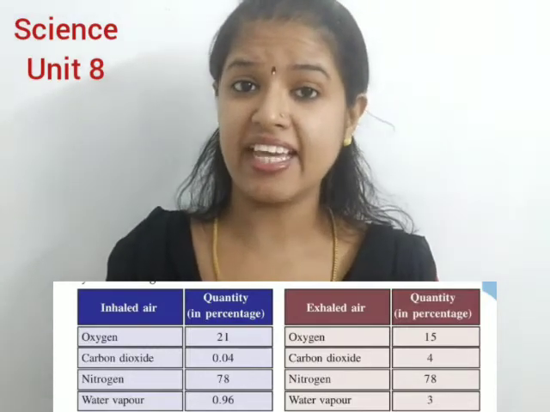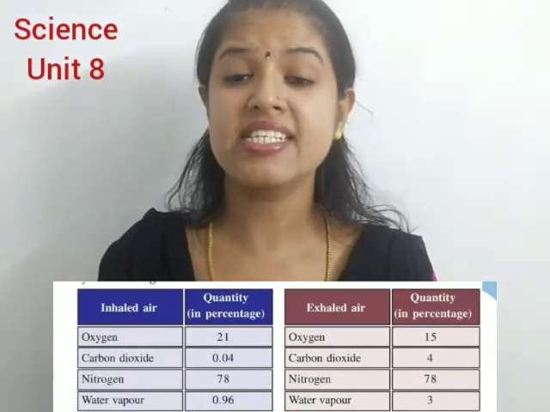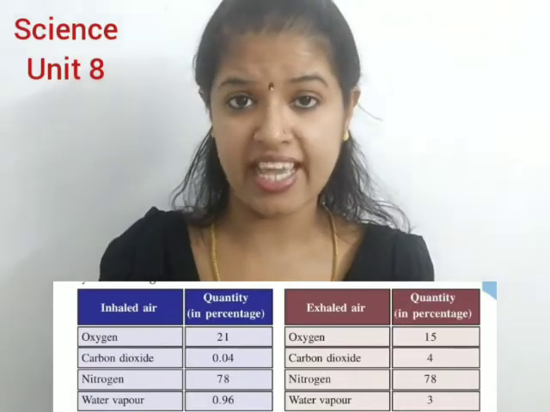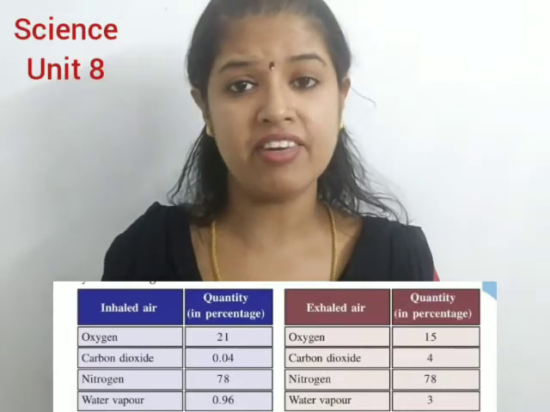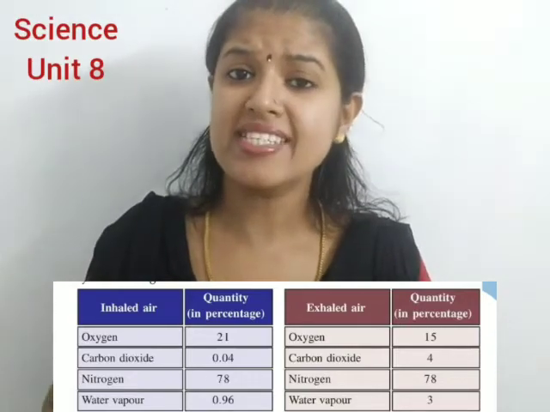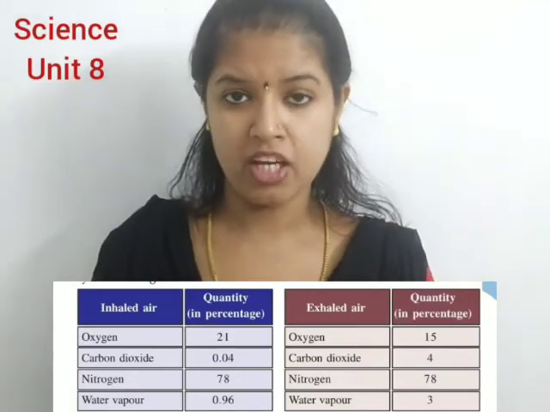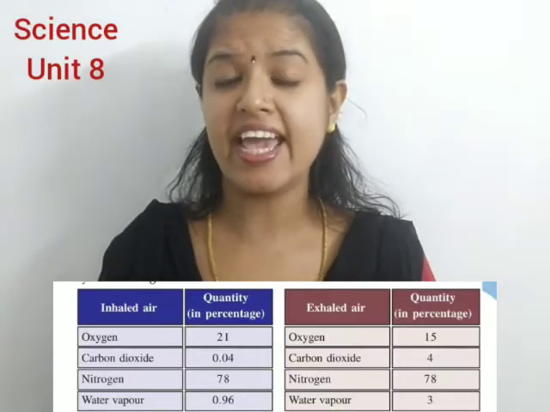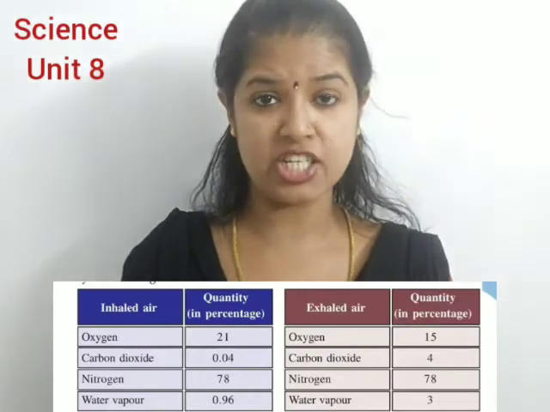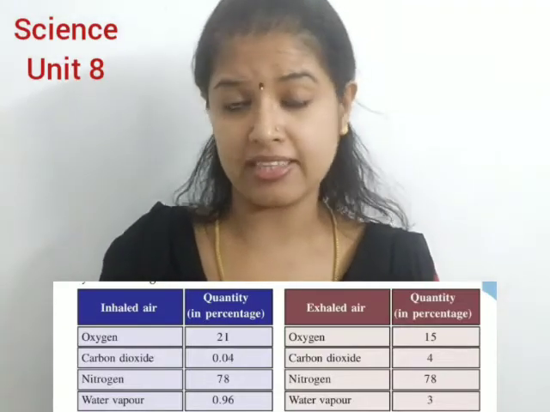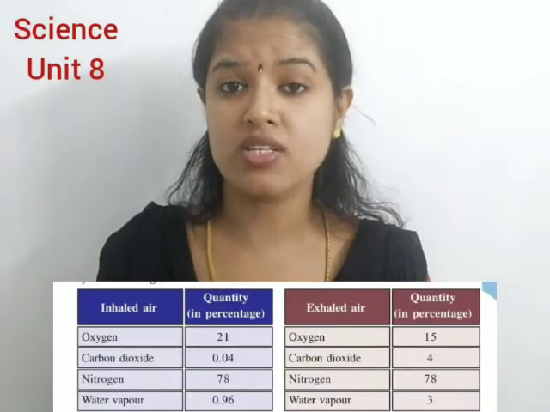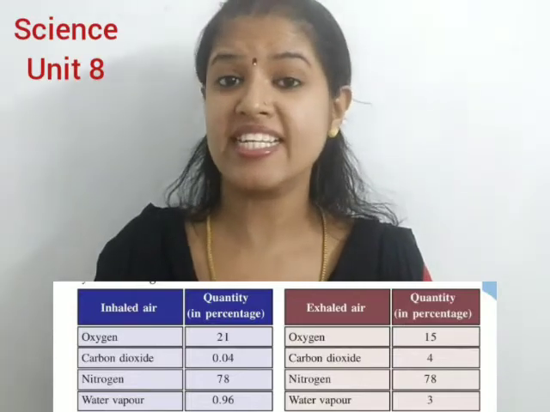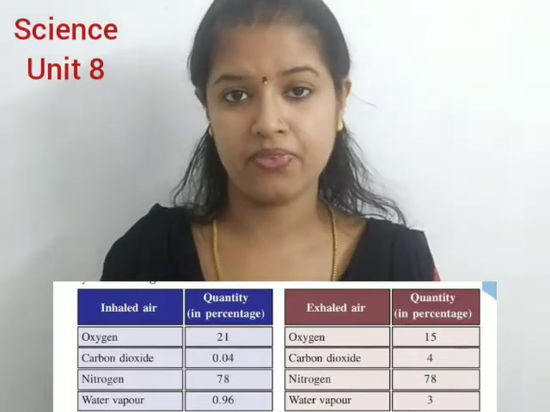Similarly, when we exhale, how much percentage does this oxygen, carbon dioxide, nitrogen and water vapor contain? That is also clearly given below. So you can see the variation in the number. The oxygen was 21%. Later in the exhaled air, it became 15% because the oxygen we breathe, we are using for many metabolic activities. That is why there is a decrease in the number.